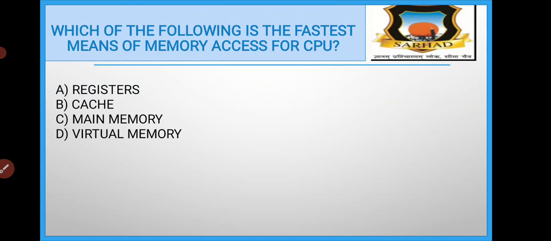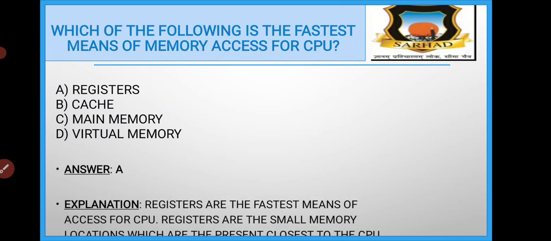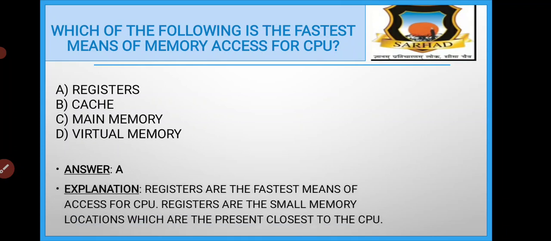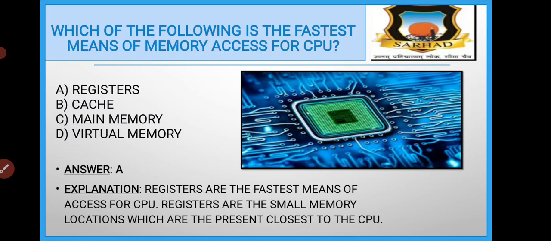Question number 1. Which of the following is the fastest means of memory access for CPU? Option A, registers; option B, cache; option C, main memory; and option D, virtual memory. The correct answer is option A, registers. Why? Because registers are the fastest means of access for the CPU. Registers are small memory locations present closest to the CPU. That's why the fastest means of memory access for the CPU is the register. So option A is correct. This is the image for the register.